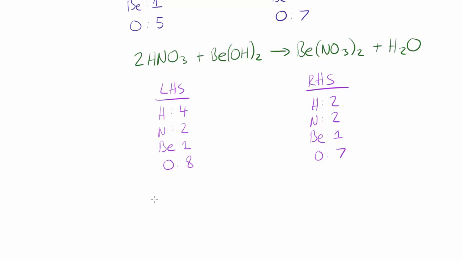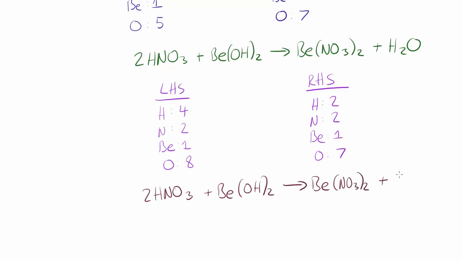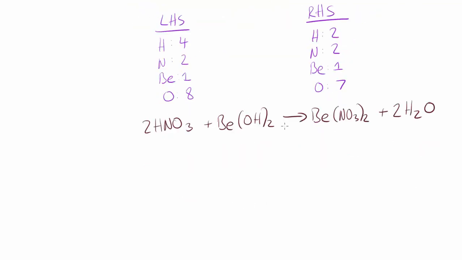So if we do that now, 2 HNO₃ plus Be(OH)₂ produces Be(NO₃)₂ plus, and then we put our 2 there, so 2 H₂O, right? Now, because we've not changed anything on the left hand side, that stays the same, right?